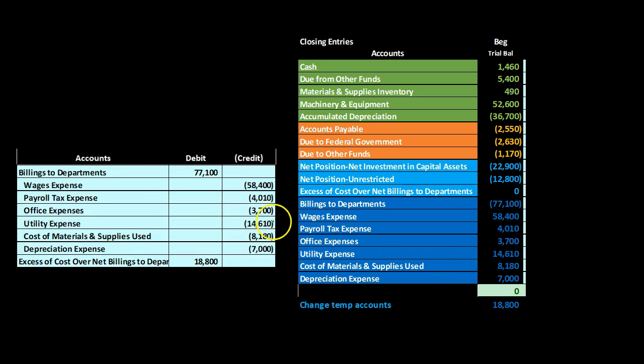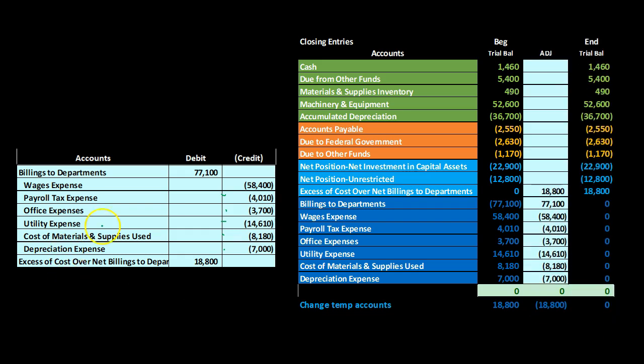So in our transaction, the $77,100 is similar to revenue. We're going to make it go down with a debit, and then we're going to credit all of the expense accounts, lining up exactly what is in there, because we need to make them go down to zero. If we then take the debits minus the credits, the credits are winning by $18,800, and therefore we need a debit to make this balance out so that the debits equal the credits. That is the amount that's going to go to the excess of cost over net billings to departments, or the clearing account.